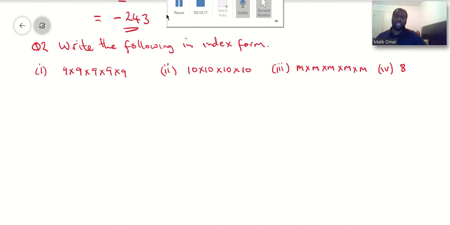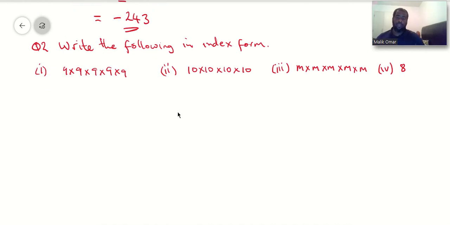Okay, I've got question number 2, which has 4 parts. Part A, part 1, 2, 3 to 4. Try this question yourself, and then I will write the solution, and then we can compare.